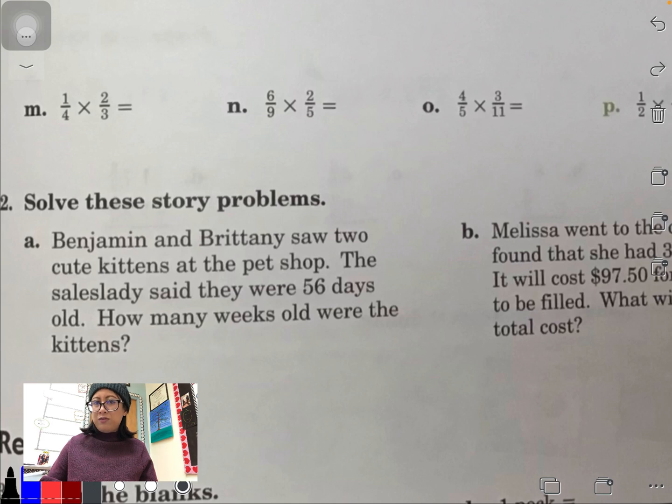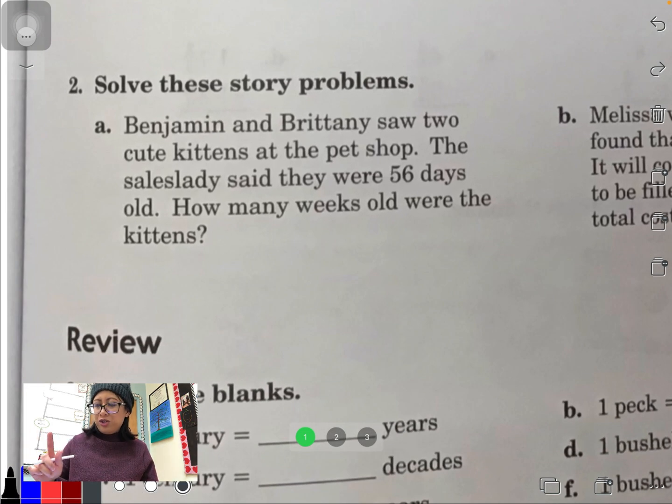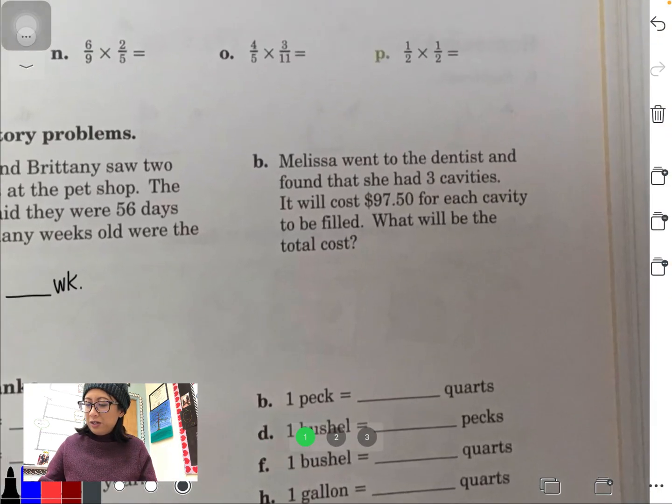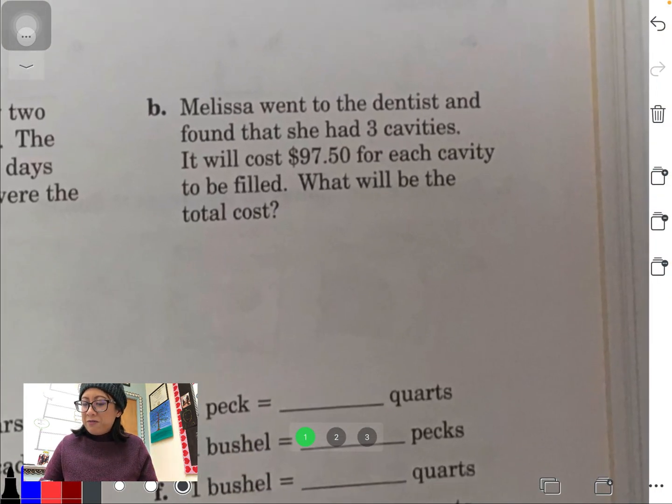I think they want us to convert. Here's what they're trying to tell you to do. The kittens are 56 days old, but how many weeks is that? We haven't done this in a long time. You can set it up, and we'll do this at our Zoom meeting for sure, because I want to do it with you just to see if you remember how to convert. Now, if you want to convert on your own and do this on scratch paper, go for it. But if you want to wait and then just set it up and wait for the Zoom meeting, that's okay too.